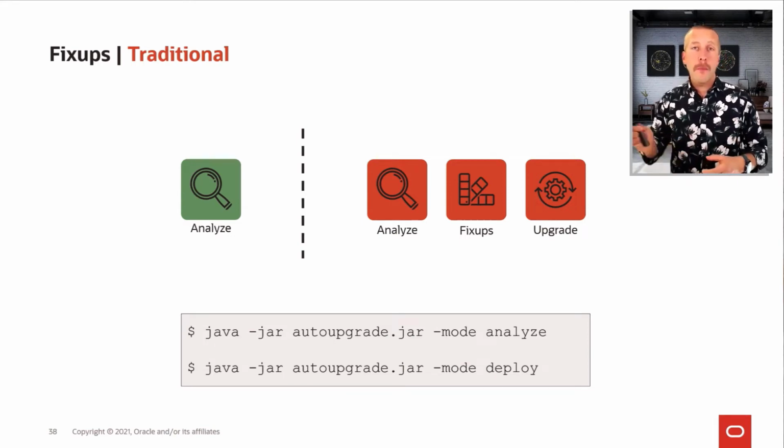Now, auto upgrade will make all those changes to the database that it can do for you. And then afterwards, the database itself can be upgraded. This is the regular deploy mode.